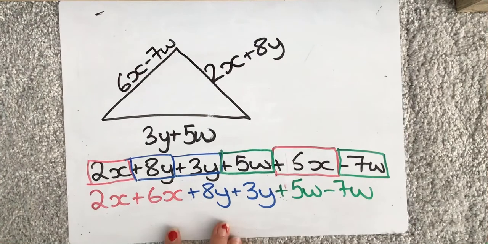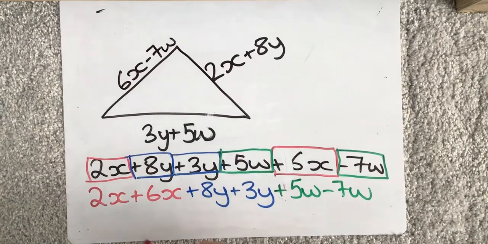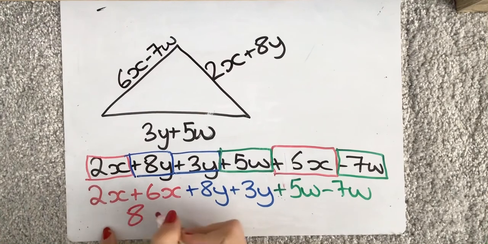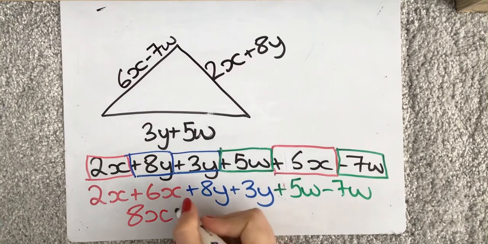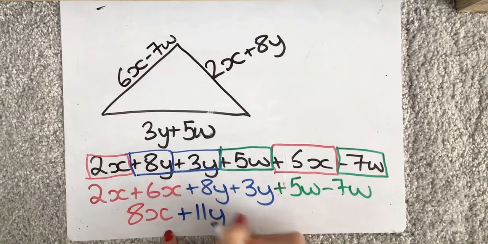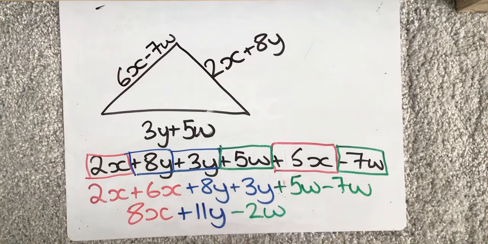So when I work out my perimeter, I work out the 3 things. 2x plus 6x, well, that's going to give me 8x. 8y plus 3y is going to give me 11y. And then I've got 5w take away 7w. Well, if I'm on 5 and I take away 7, I actually end up on minus 2w. And that is what I end up with.